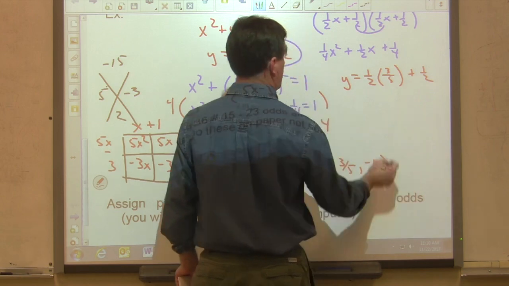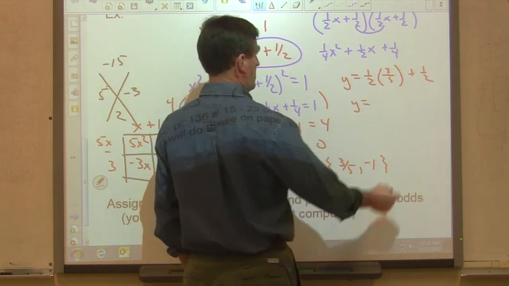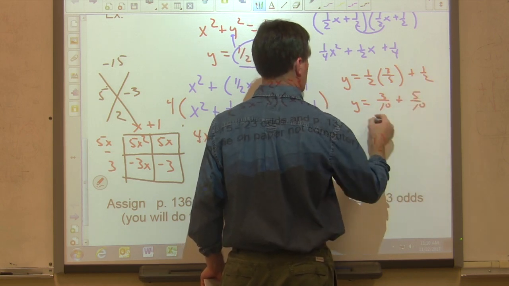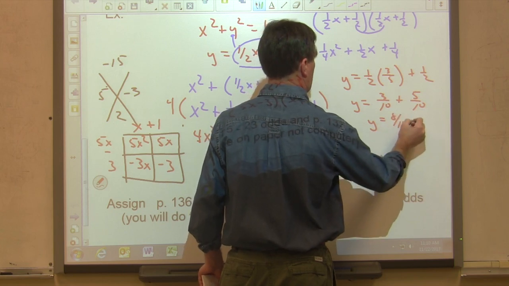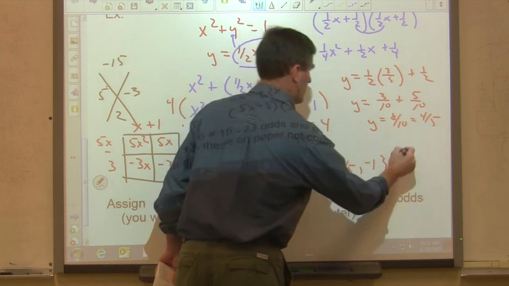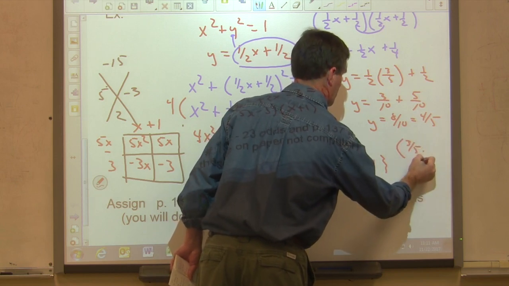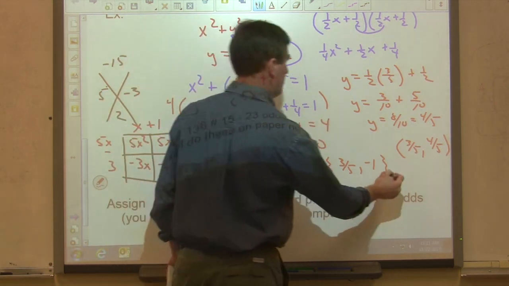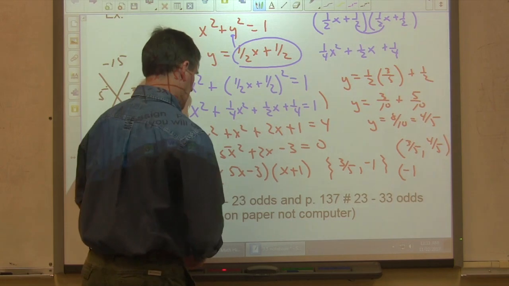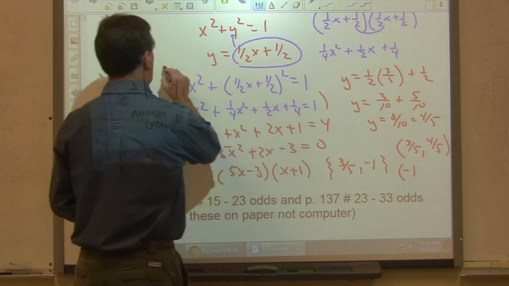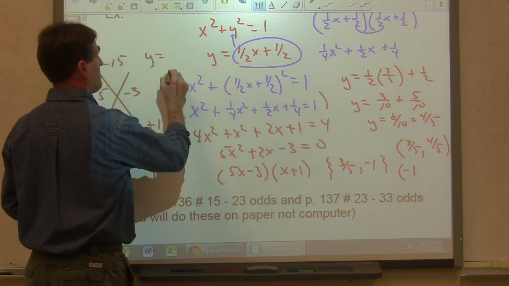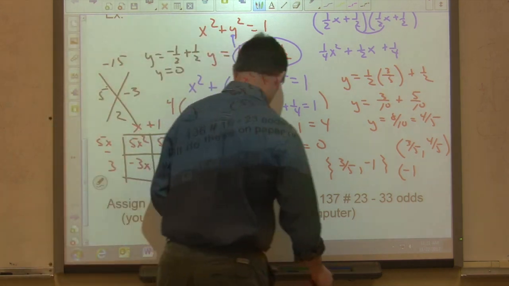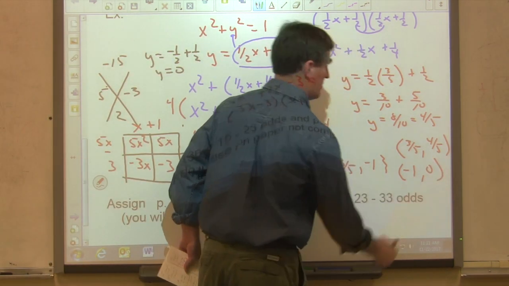Plus 1/2. So that would be y equals 3/10. Plus, I'm going to change that to 10, so that would be 5/10. So y equals 8/10 or 4/5. And so one answer is 3/5 and 4/5. And the other answer, I'm going to plug in negative 1. So y equals 1/2 times negative 1 would be negative 1/2. Plus 1/2 would be 0. And so this answer would be negative 1, 0.